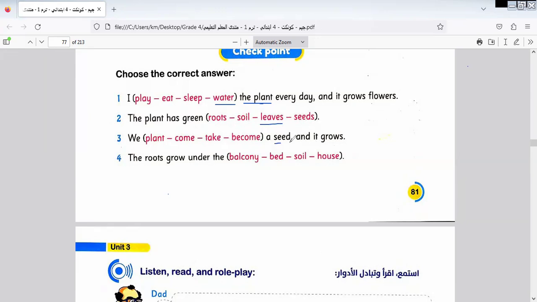If we see the plant, we see green leaves. We plant a seed and it grows. Here is not come, not take, not become. The roots grow under the soil, not bed. You can't say the roots are under the bed or under the balcony or under the house. Wrong. Under what? Under the soil. Let's go to another item here.